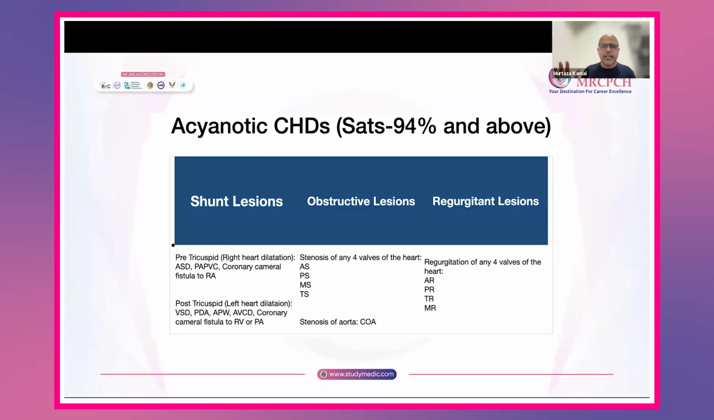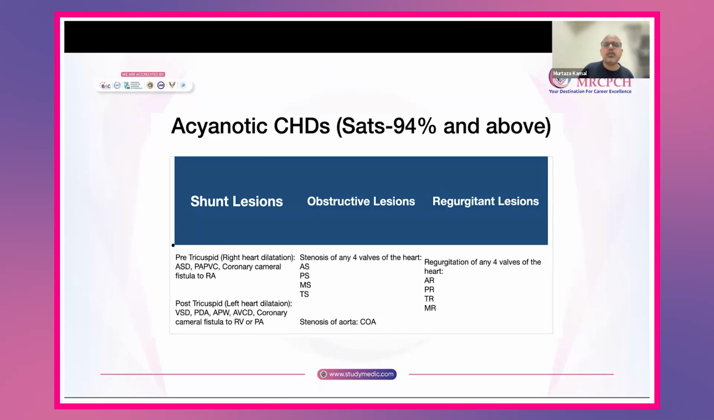Move on to the other subcategory of post-tricuspid shunt. Why are post-tricuspid shunts different from the pre-tricuspid shunts? Because the post-tricuspid shunts cause left heart dilatation. So the examples of post-tricuspid shunt will be the most common congenital heart disease, VSD, the PDAs, the AP window, the AV canal defect with large inlet VSDs, anything which is opening into the RV or the PA, like a coronary cameral fistula opening into the RV or the PA, will lead to the post-tricuspid shunt. So the examples again are VSD, PDA, AP window, AV canal defects, coronary cameral fistula opening into the RV or the PA. So these are the shunt lesions, the pre and the post and the examples of it.